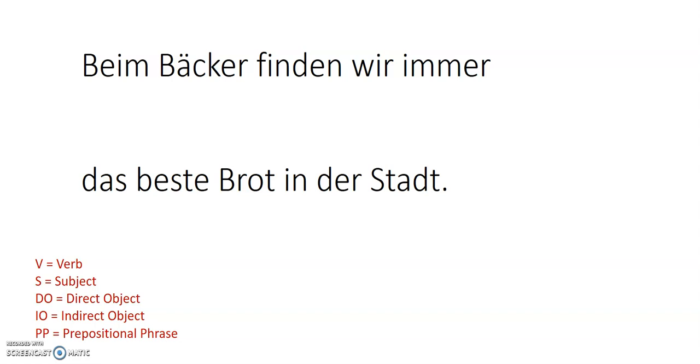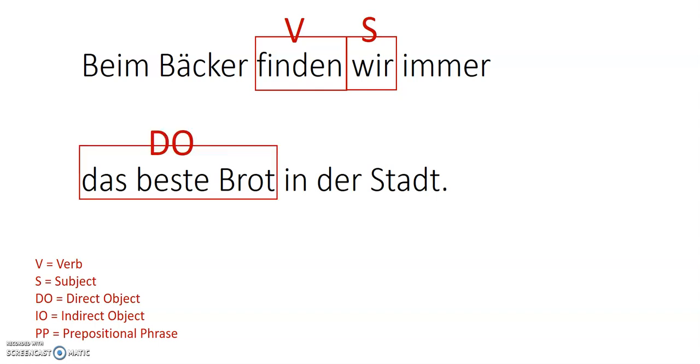Beim Bäcker finden wir immer das beste Brot in der Stadt. So we want to first recognize what the sentence means. At the baker's, we always find the best bread in the city. Now we want to look for our verb. The verb is finden. And the subject that's conjugated with that verb is wir, we find. Now the direct object, what's being verbed? What's being found? The best bread.